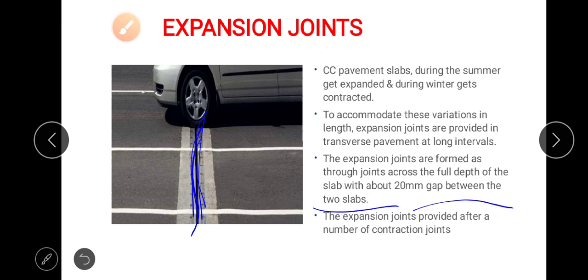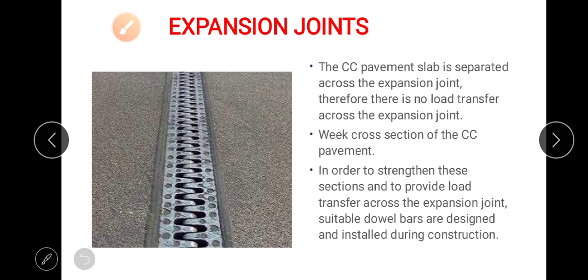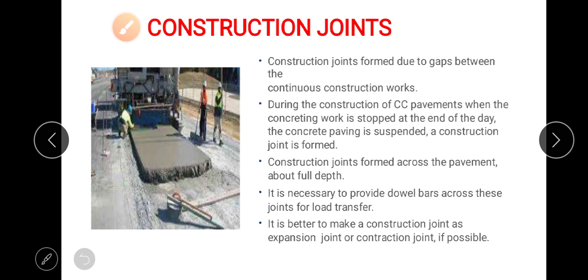The expansion joints are provided after a number of contraction joints. The cement concrete pavement slab is separated across the expansion joint. Therefore, there is no load transfer across the expansion joint. It is a weak cross section of the cement concrete pavement. In order to strengthen these sections and to provide load transfer across the expansion joint, suitable dowel bars, I already told, DOWEL, dowel bars, are installed during construction.